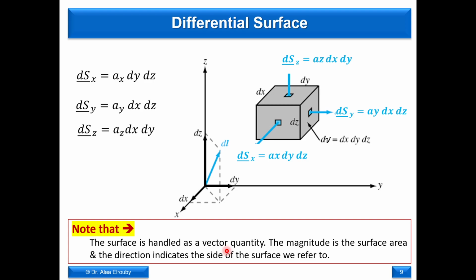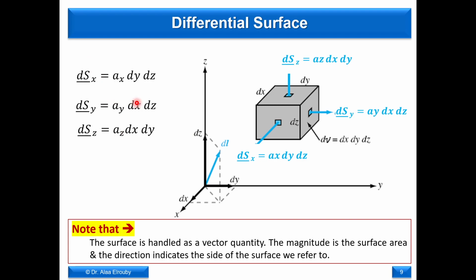For the surface of your desk, if you're talking about the top surface, it is normal to the desk going outward, normal to the surface in the up direction. If you are talking about the bottom of your desk, it is going normal to the surface, outward of the surface, which is the down direction. So this is the meaning of the surface as a vector.